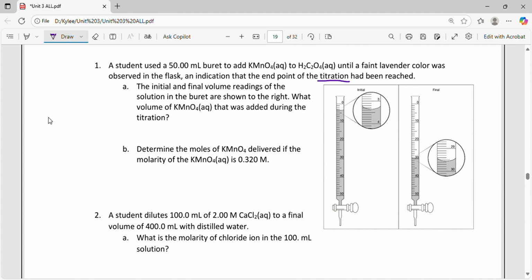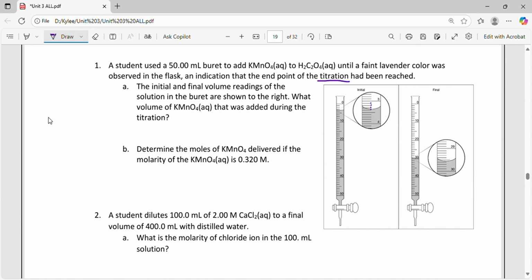What volume of KMnO4 was added during the titration? So when we read burettes, it's a little tricky because the numbers are inverted. So this would be 3.1, 3.2, 3.3, and it looks to be right on the 3.4 line.